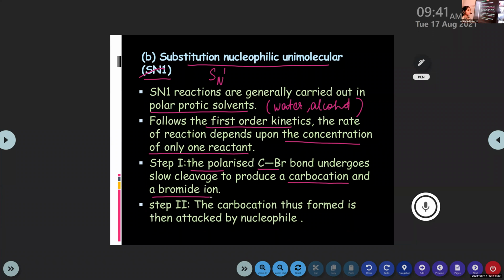What's the meaning of cleavage? Here the bond breaks between carbon and bromine and produces a carbocation. Here it is cation. So which charge will be there? Positive or negative? Diya? Negative. Carbocation. Yeah, it's positive. Okay. So one positively charged ion is formed, that is carbocation, and another one is bromide ion. It's always negative.